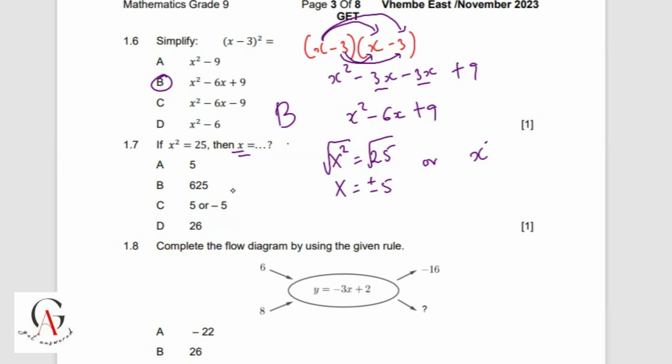Alternatively, we can get x squared minus 25 is equal to 0. This is a difference of two squares, x minus 5, and then x plus 5 is equal to 0. Now, when we solve this, this first bracket gives us a positive 5. The second bracket gives us a negative 5. So our answer will be C.